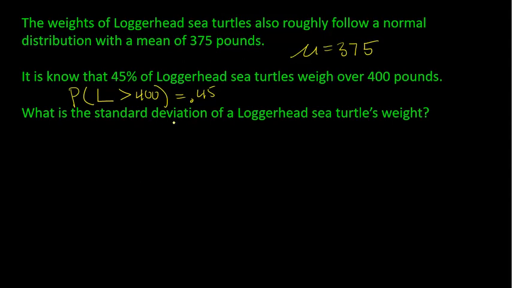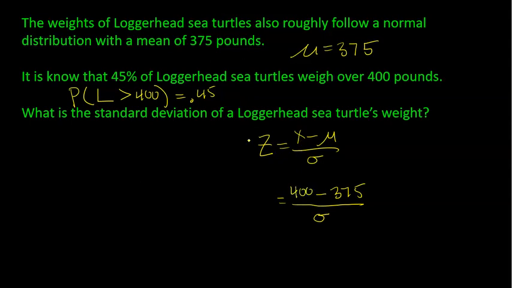So how am I supposed to find that? Well, the only formula we know that involves standard deviation is the z-score formula. So I'm going to take that z-score formula, write it down here, and fill in everything I know. The first thing I know is the mean, 375 pounds. I'm just going to leave sigma as sigma because I don't know what it is. But the other information they tell me is that 45% of loggerhead sea turtles are over 400 pounds. Now, that's X, 400 pounds, right? But the thing is, 0.45 is the proportion that are over 400 pounds.